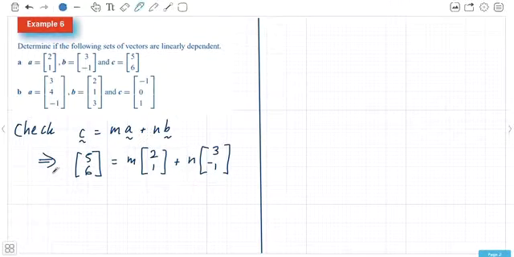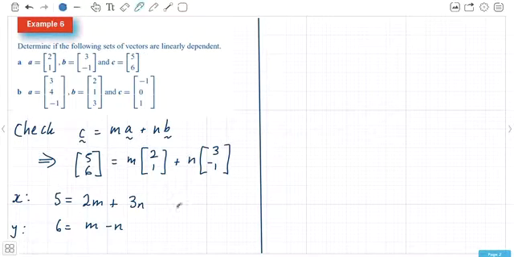For the top line, so for the X's, I've got 5 equals 2M, remember that M multiplies in to both, plus 3N. For the Y's, I've got 6 equals, and the M would multiply in here again, M, and then this would be negative N. So we've got 2 expressions here, and these are your simultaneous equations.